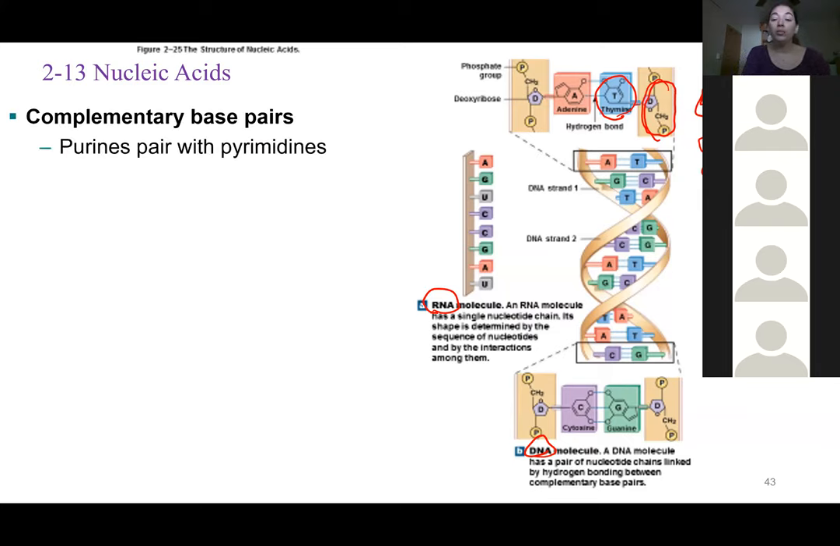So with our complementary base pairing, our pyrimidines and our purines will pair together. So for example, if I have an adenine, the base that's going to pair with it is going to be thymine, always. Adenine and thymine pair together. They don't pair with anybody else. Cytosine pairs with guanine. So this is with DNA. With RNA, it's a little bit different. Adenine pairs with uracil, and then you still have cytosine that pairs with guanine.